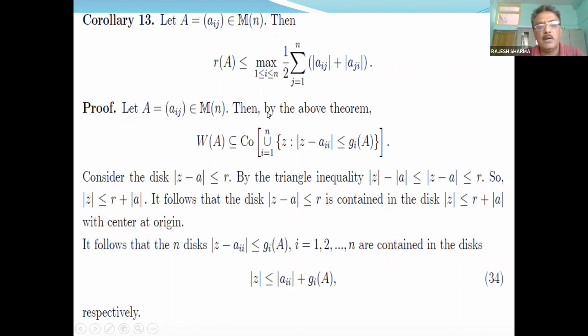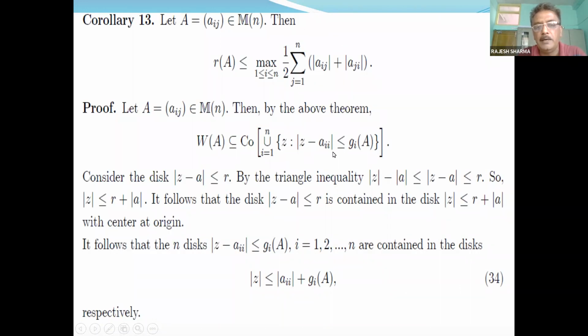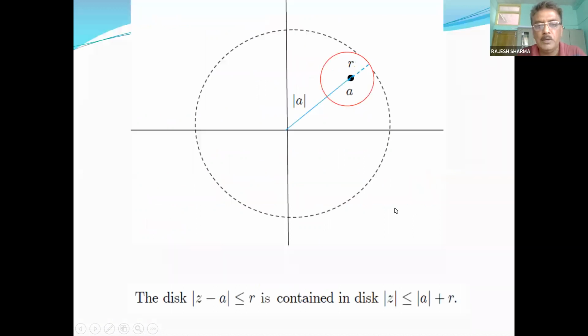As we have discussed above, the numerical range of A is contained in the convex hull of the union of these n disks. So consider this disk |z - a| ≤ r, centered at a with radius r. By the triangle inequality, |z - a| is greater than or equal to |z| - |a|, and this is less than or equal to r. So |z| is less than or equal to r plus |a|. This means that the disk |z - a| ≤ r is contained in the disk |z| ≤ r plus |a|.